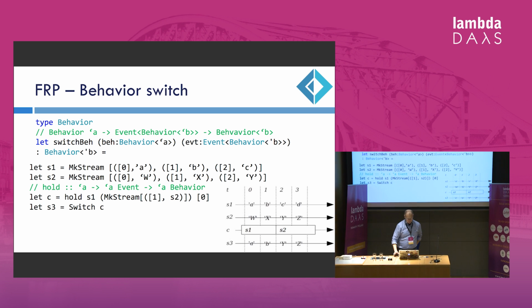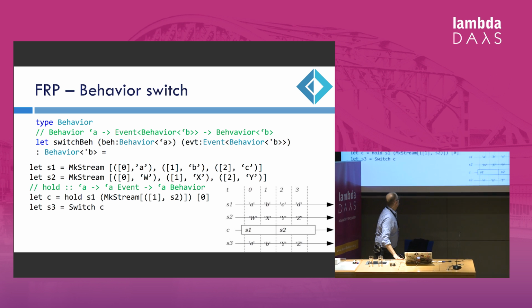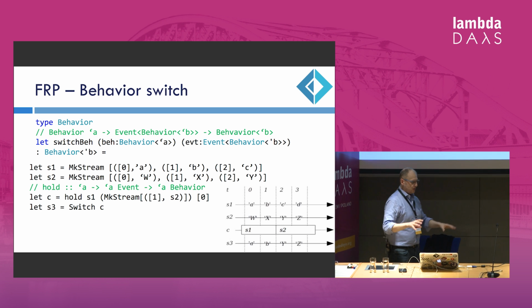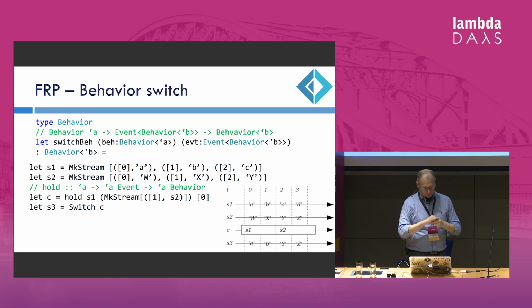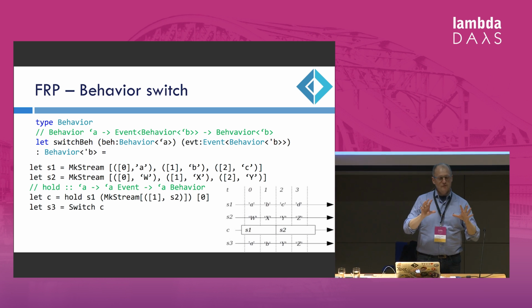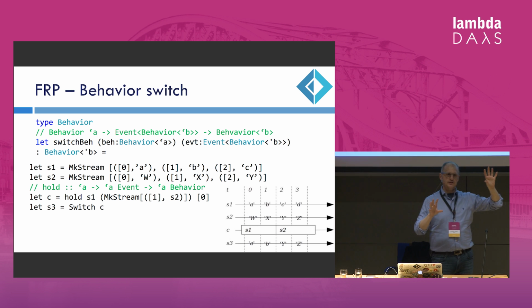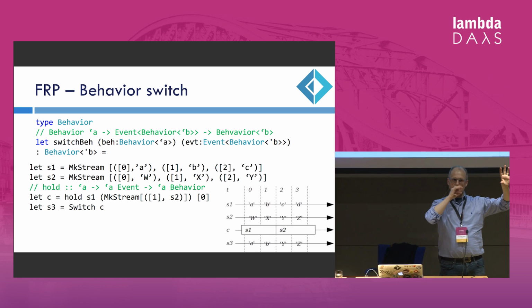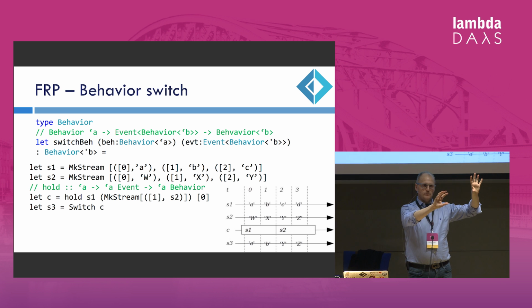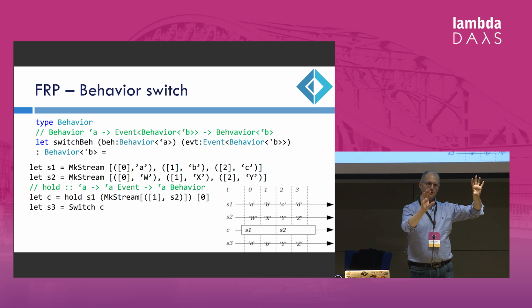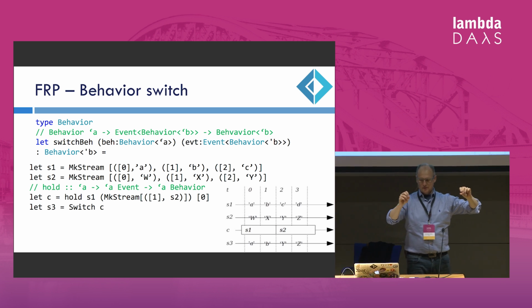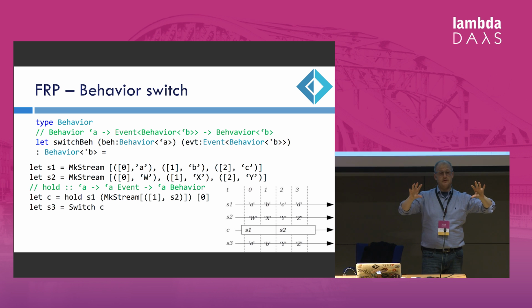The switch operator is also interesting because it takes a behavior and an event with a behavior, right? So you start with a state, okay? And when the event fires, you switch behavior. But the cool part is that you can use it recursively, right? You keep switching between behaviors.